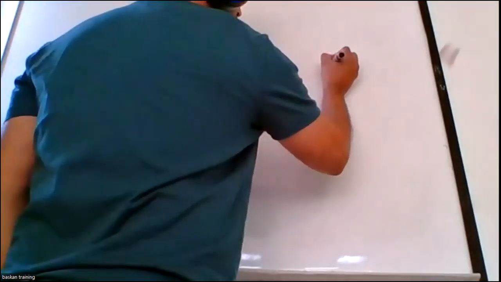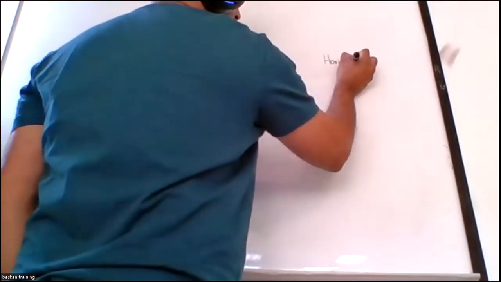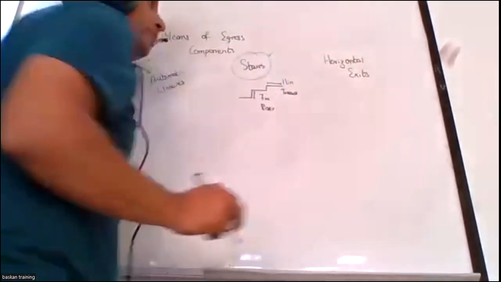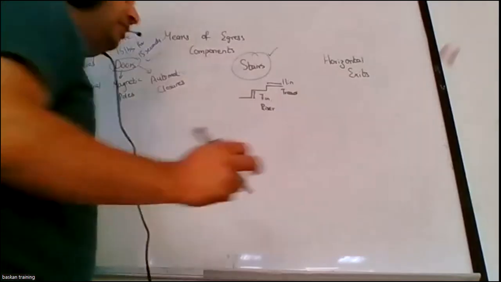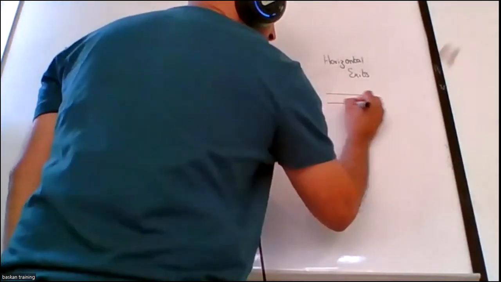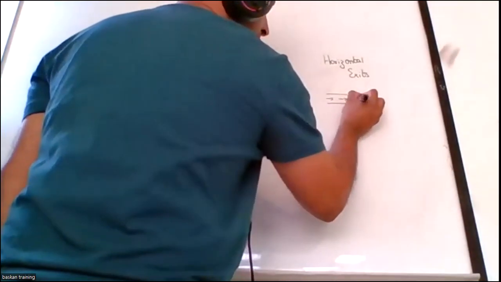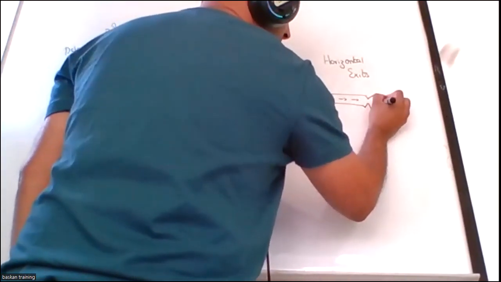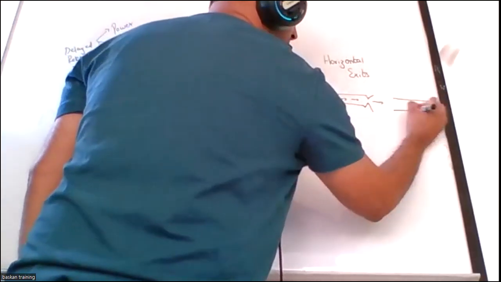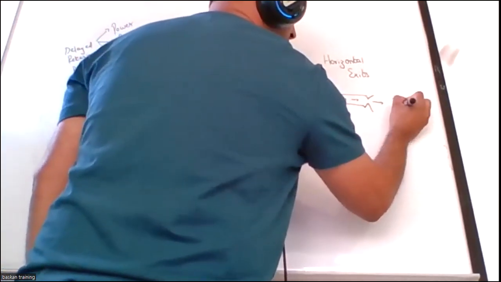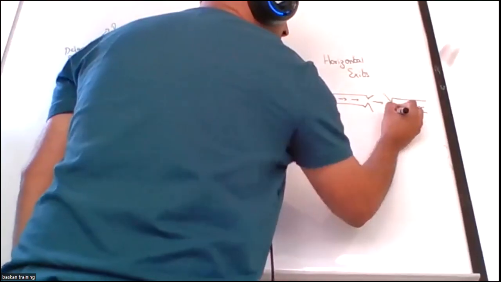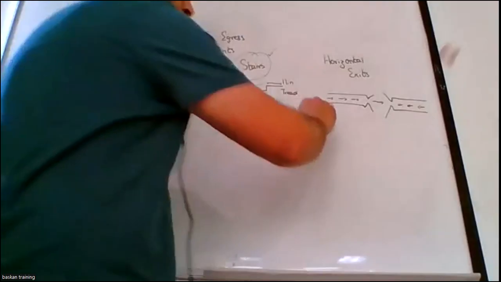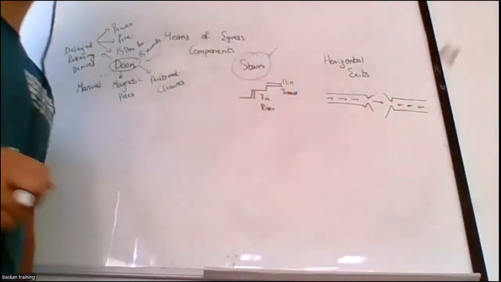Horizontal exits. There are various ways in which we can define horizontal exits. Usually, it is a pathway from one portion of the building that leads off towards another portion of the building. One pathway leading towards the other portion of the building. So this whole portion is actually the means of horizontal exit.